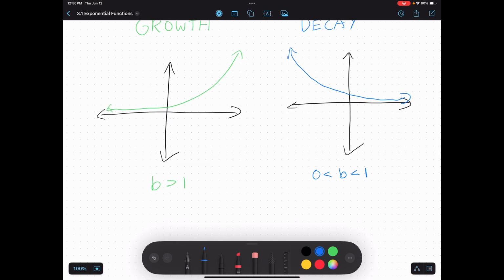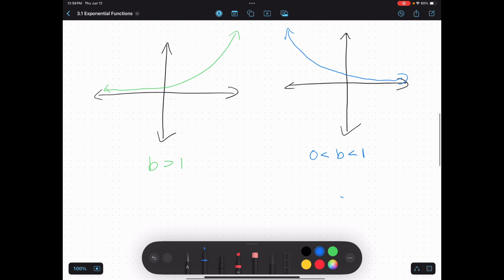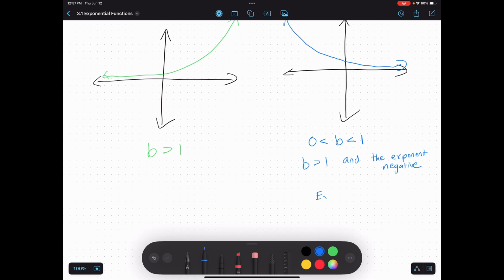Although, with decay functions, we often see it notated a different way, where we still choose a b value that's greater than 1, but we make the exponent negative. Why does this qualify as a decay function? If I look at this example where I have 2 to the negative x, having a base of 2 is greater than 1, so we would think that the value would be growing over and over again.